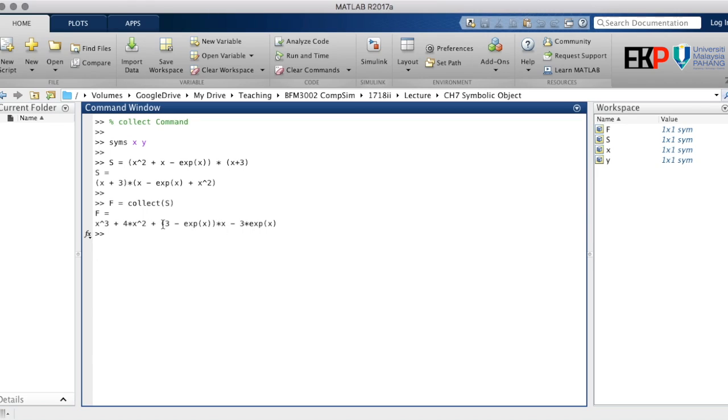This 3 minus exponent x will be the coefficient of x, and in the end 3 times exponent of x without the variable of x. So here is basically x to the power of 0. So this is what the collect command does. It will find the default variable and then it will sort it according to the decreasing power. Let's take a look at another example.